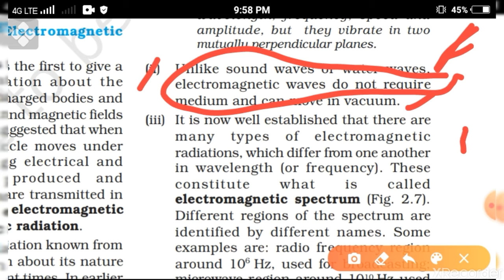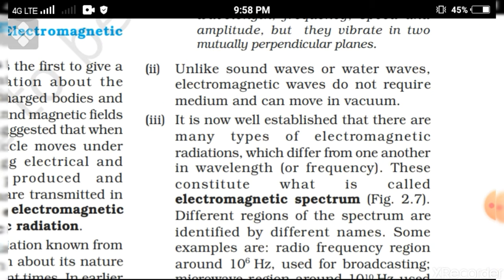Understand? So in this way, water waves and sound waves require a medium, but in the case of electromagnetic waves, it is not required. They don't require a medium. They can move in vacuum. ये vacuum में भी move कर सकते हैं. There is no medium.